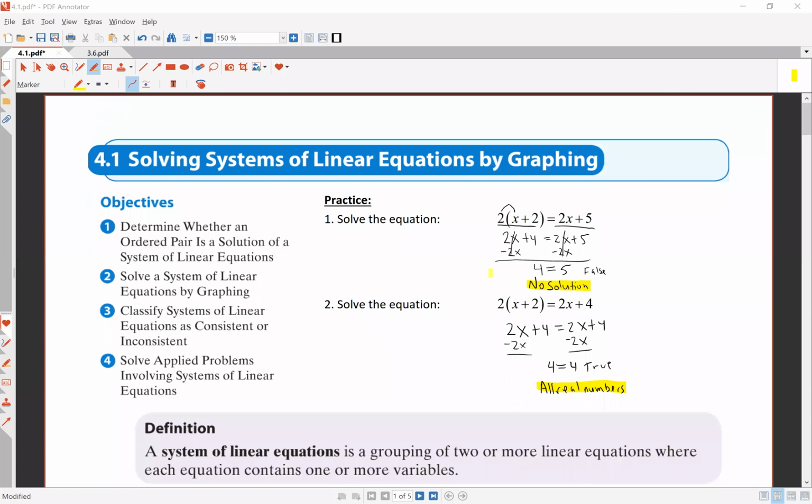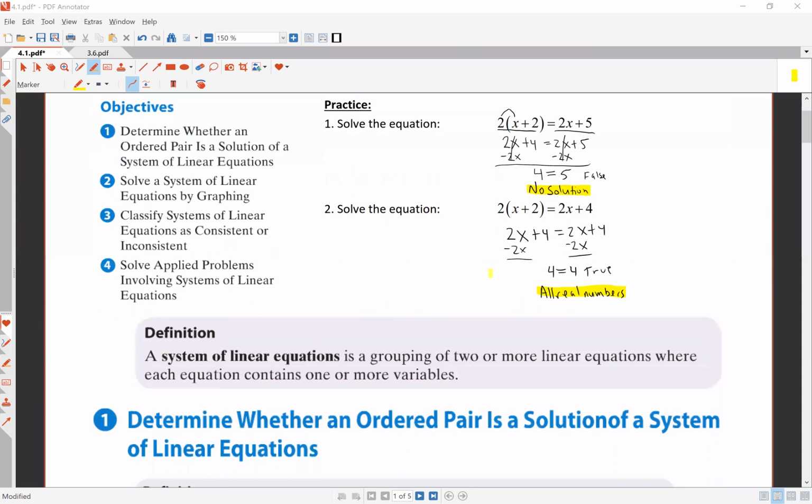This video covers section 4.1, solving systems of linear equations by graphing. Objective 2, solve a system of linear equations by graphing.